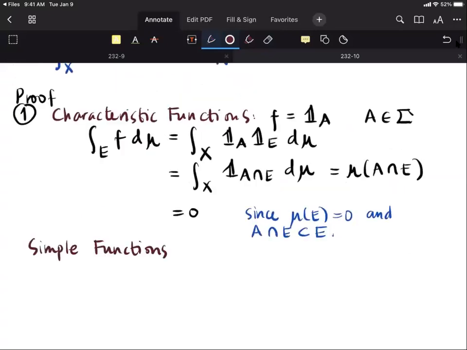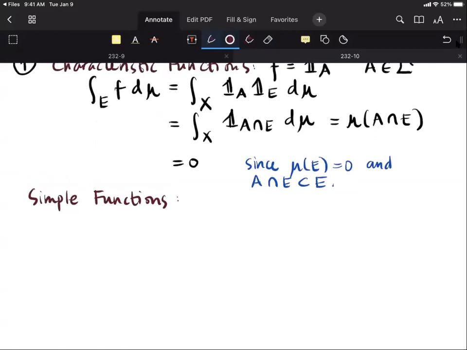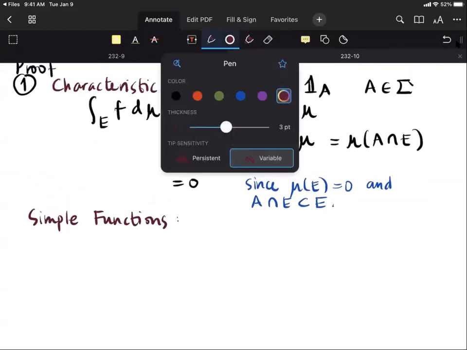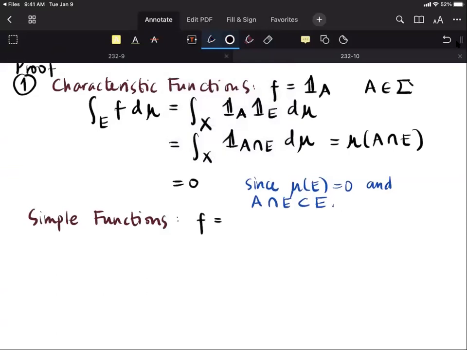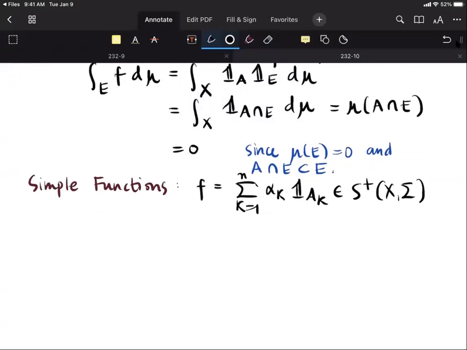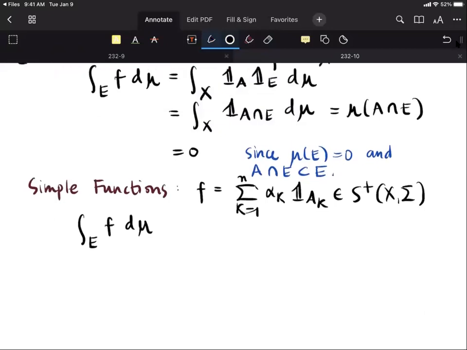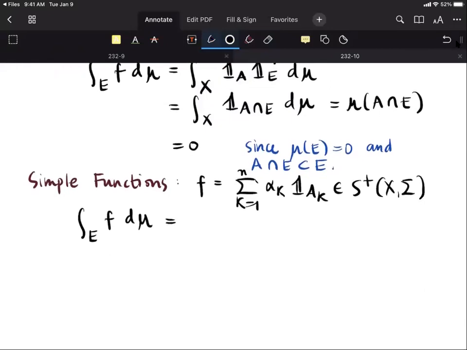So let us extend this to the case of simple functions. Suppose f is a linear combination, the sum of alpha k times the indicator of A k, k from 1 to n, and this is a simple function. So you apply the linearity.